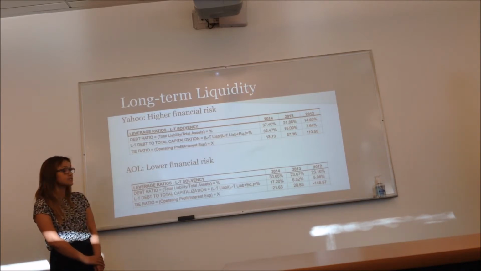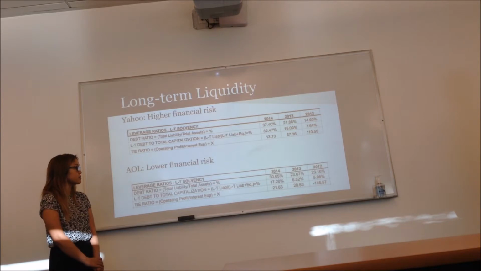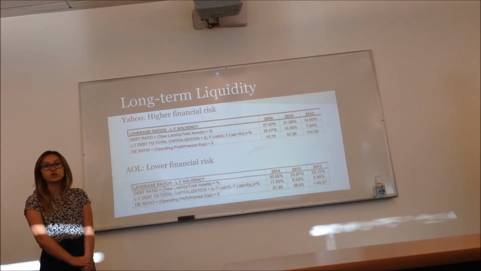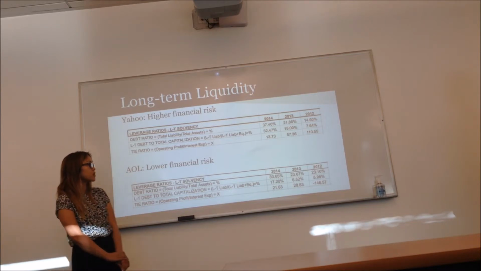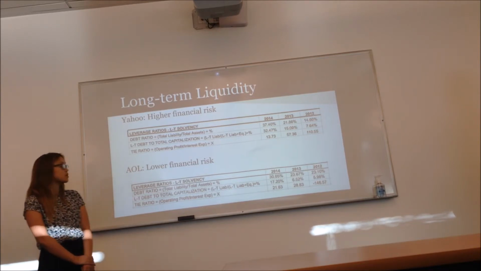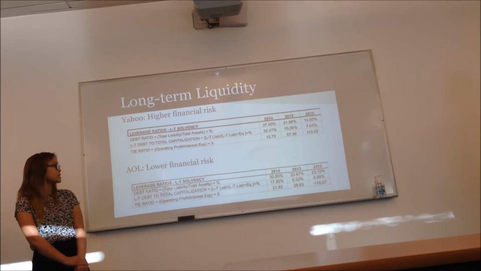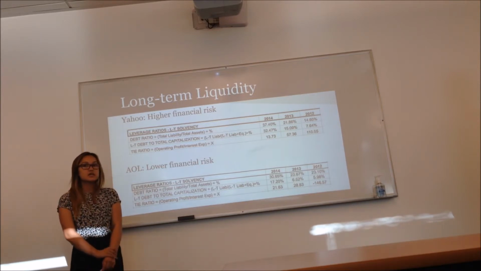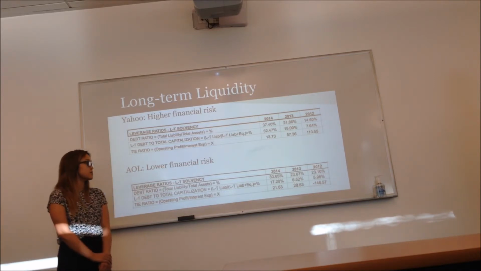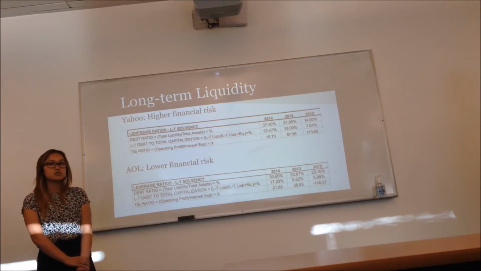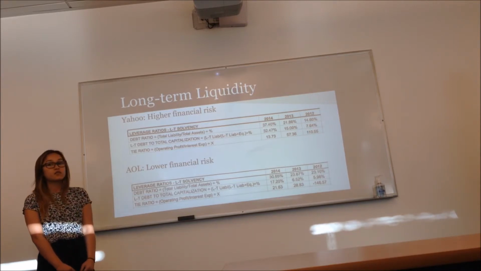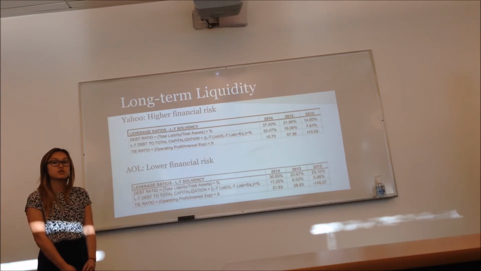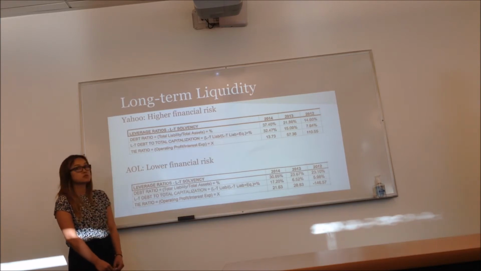And in comparison to AOL, their ratios for 2014 are a little bit lower. It's about 30% for debt ratio, and that is a more comfortable financial position for AOL, and I feel that for Yahoo it's a little more risky because their percentage is higher, almost 40%.